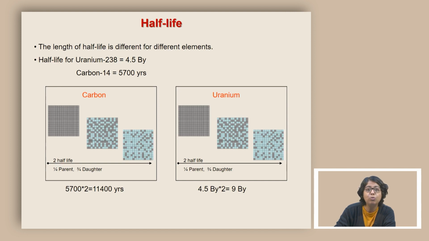If we compare uranium-238, it has a half-life of 4.5 billion years, whereas carbon-14 has a half-life of 5,700 years. What it means is that after 2 half-lives, carbon also will yield this kind of pattern where we are seeing more daughter elements than the parent element, and so would uranium. But the length of time for uranium and carbon would be very different. Here we are talking about 11,400 years, whereas here we are talking about 9 billion years.